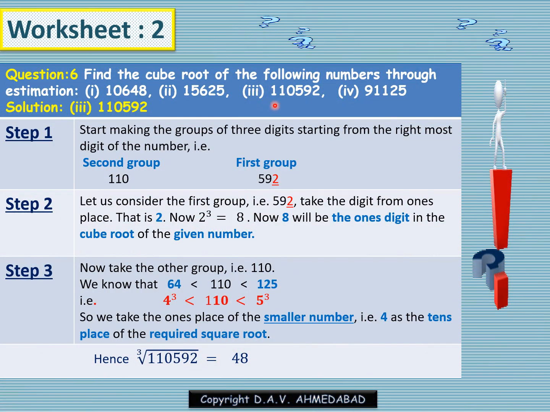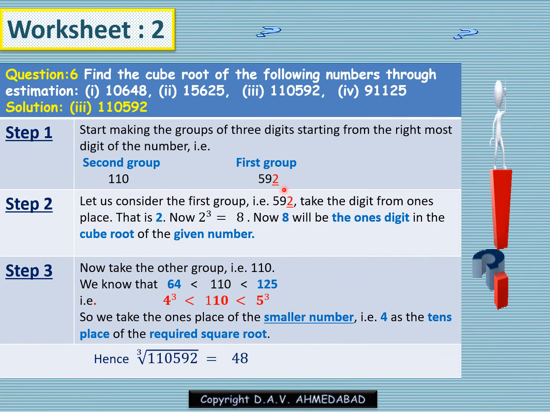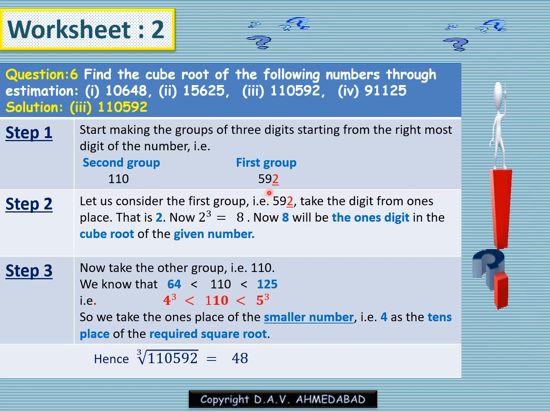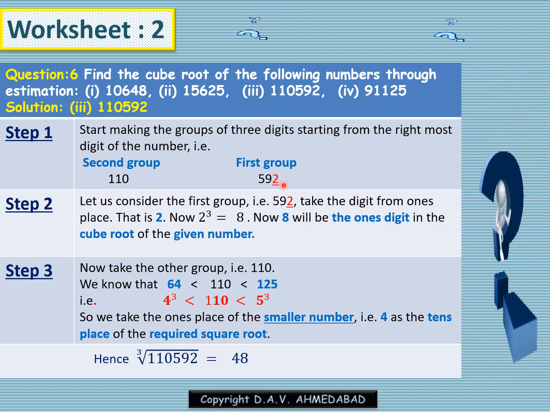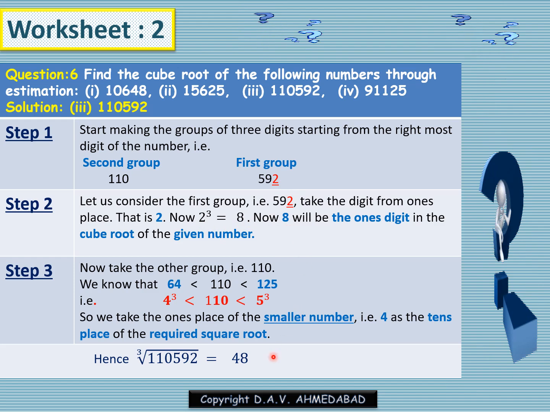Cube root of 1,10,592. Again two groups. First group is the last three digits, 592, and second group is the rest of the digits, which is 110 here. Now we need to find the cube of the digit at the ones place of group 1, that is 2, and 2 cube is 8. It means 8 will be the digit at the ones place of our answer.